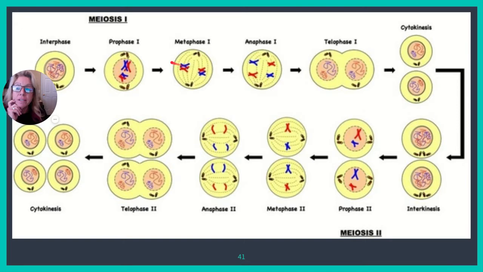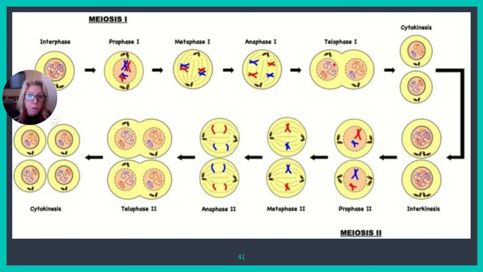Now, I want you to look at something here. Do you see how the reds lined up on different sides? They could have lined up together too, right? So each homologous pair can line up how it wants to, as long as it's in the middle. You have to pick a side, but it doesn't matter which side you're on as long as you're in the middle. That is called independent assortment. In anaphase 1, you separate the homologous pairs.